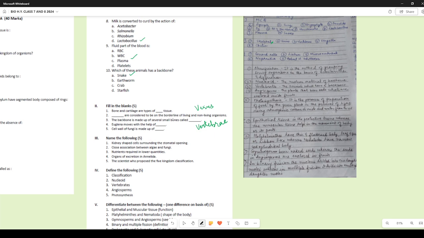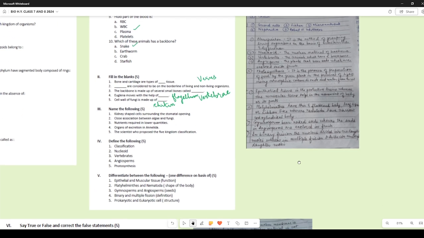Euglena moves with the help of flagellum. Flagella is plural, flagellum is singular. Cell wall of fungi is made up of chitin. That is what the cell wall of fungi is made up of.